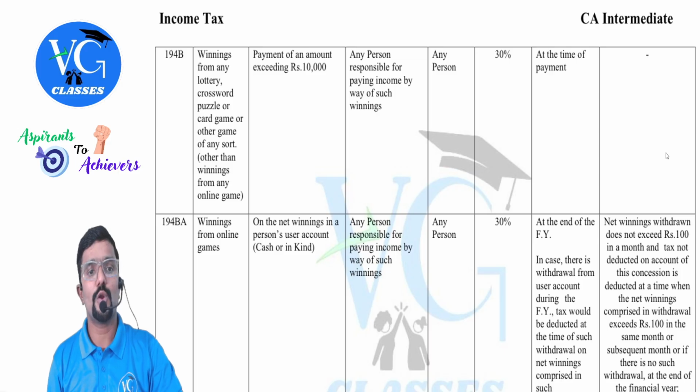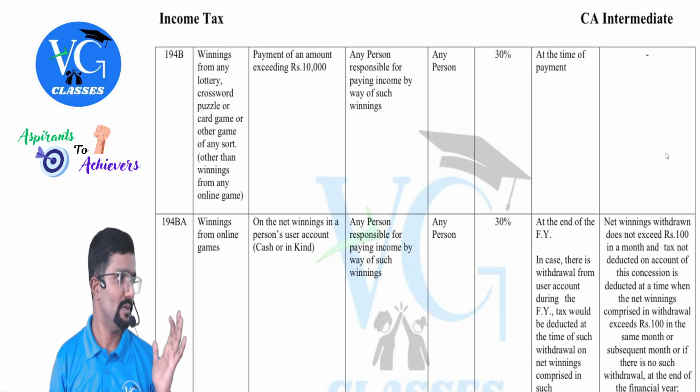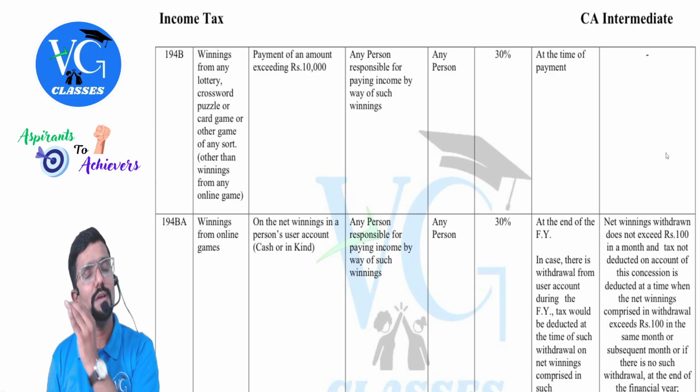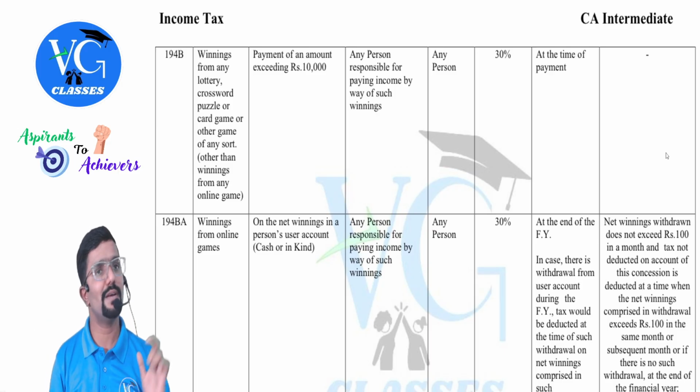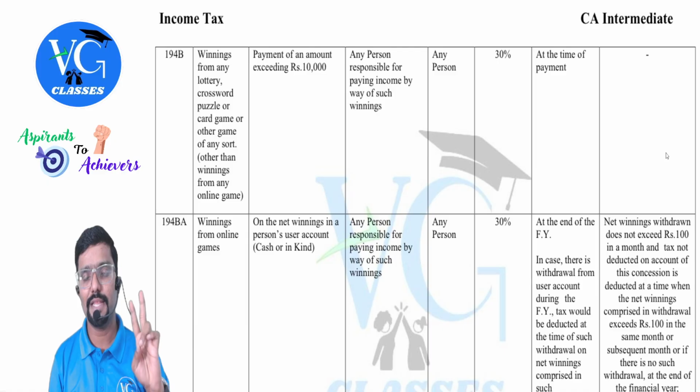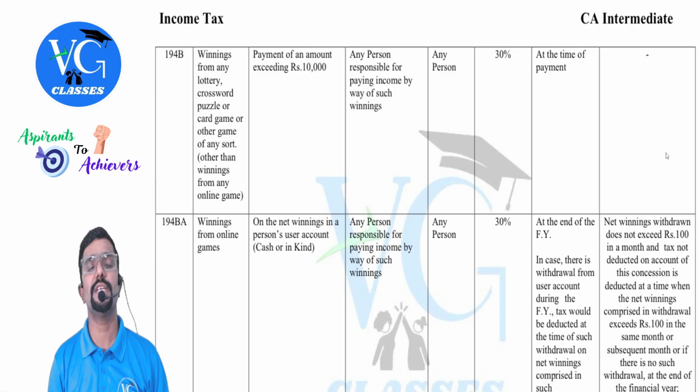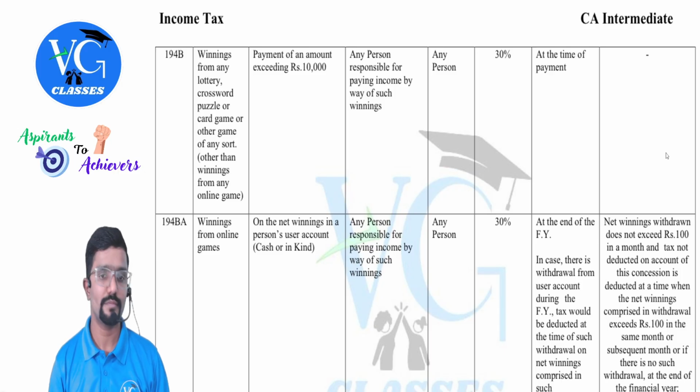Winnings from lottery, crossword puzzles or card games or other game of any sort other than winnings from online game. Even winnings from horse race will not be covered here because that is covered separately. Other than that, all things are covered here. TDS has to be deducted if the winnings is more than 10,000.